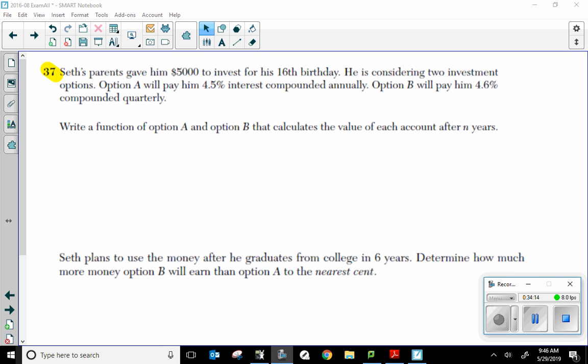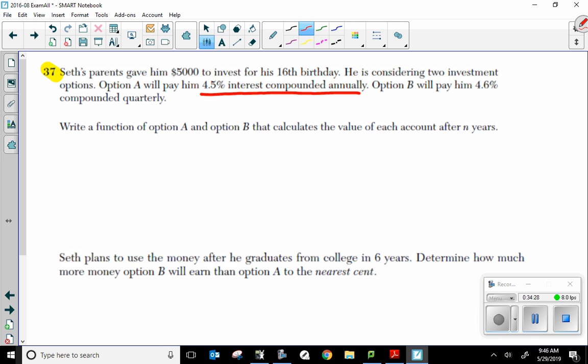Seth's parents gave him $5,000 to invest for his 16th birthday. He is considering 2 investment options. Option A will pay him 4.5% interest compounded annually. Option B will pay him 4.6% compounded quarterly. Write a function for option A and option B that calculates the value of each account after n years. Now, they say n, which means instead of using your variable t, you have to use n.